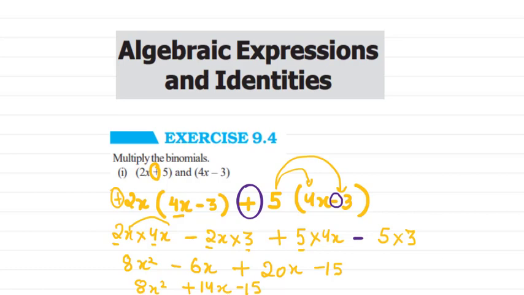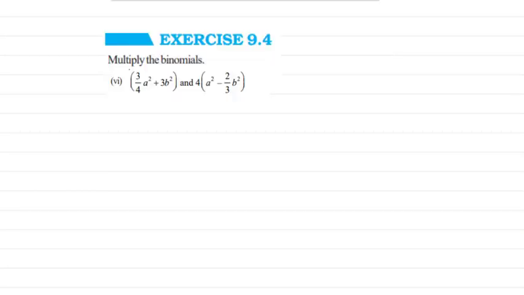So like this you have to multiply the binomials. I'll take one more example to explain it more. Here I have one more. The process is the same. If there are fractions in the numbers, no need to worry. Simply follow the same rule. The terms I have written here are for the first bracket and the second one.